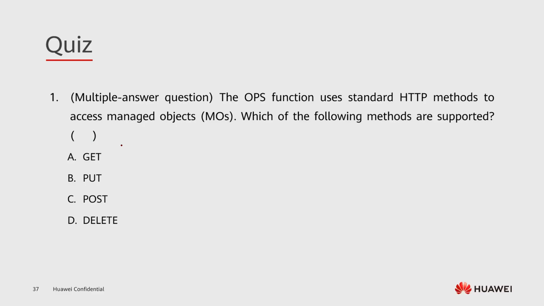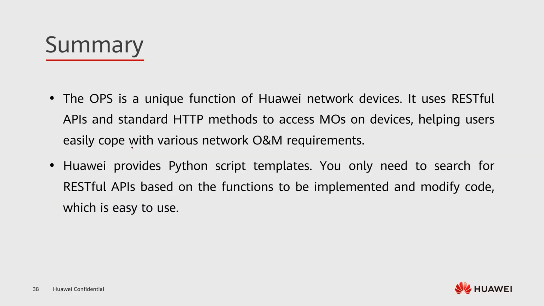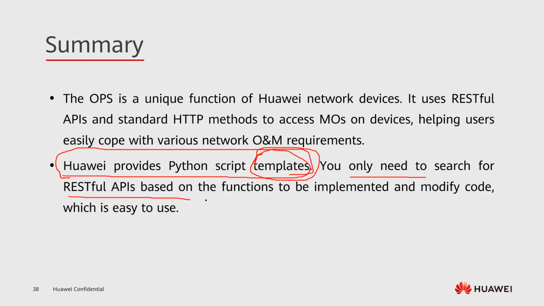Okay, let's see the question. The OPS function uses standard HTTP methods to access managed objects. It can have all these methods: get, put, post, and delete. The OPS is a unique function of Huawei network devices. It uses RESTful API and standard HTTP methods to access devices, helping users easily cope with various network environments and requirements. Huawei provides a Python script template, so it's easy for you to compile the Python script. You only need to search for the RESTful API based on the function to be implemented and modify the code, which is easy to use.